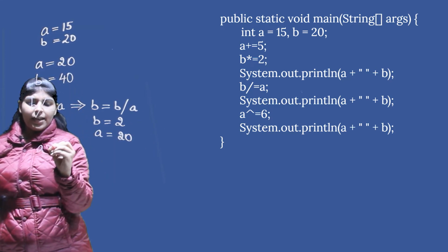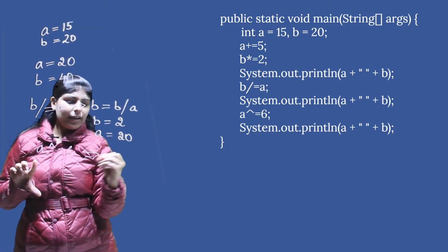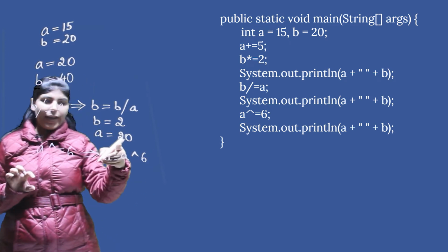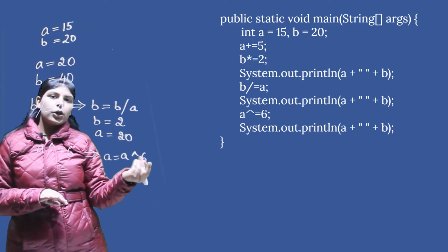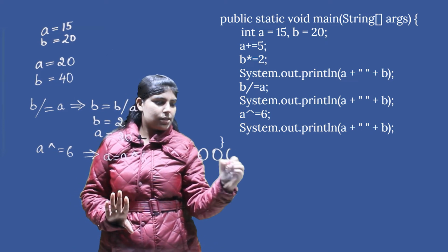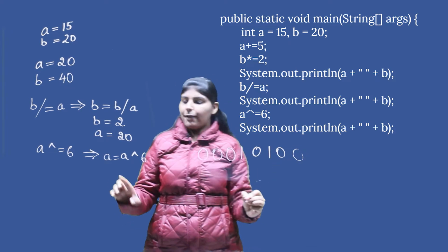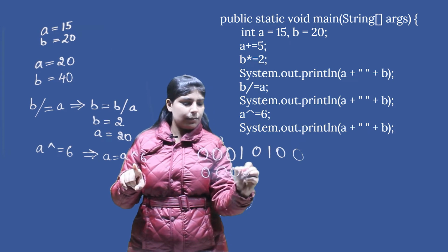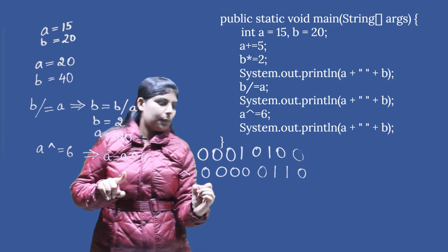Next I have a XOR equals 6. So this means I'll XOR a with 6 and store it back in a. So a is 20. For doing this bitwise operator, first I'll have to convert a to a binary number. So I can write 20 in binary as 00010100 and I have to XOR it with 6. So how will I write 6 here in binary? 110. So I'll have to do XOR of these two numbers.